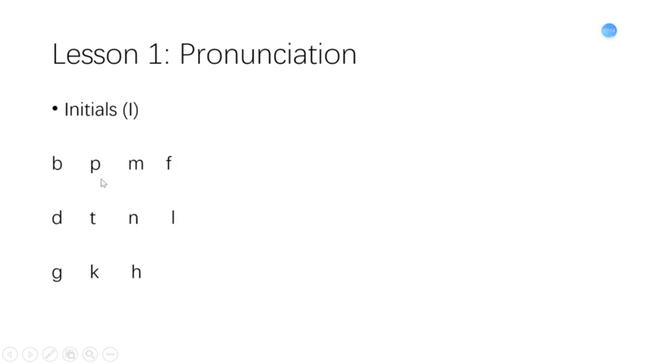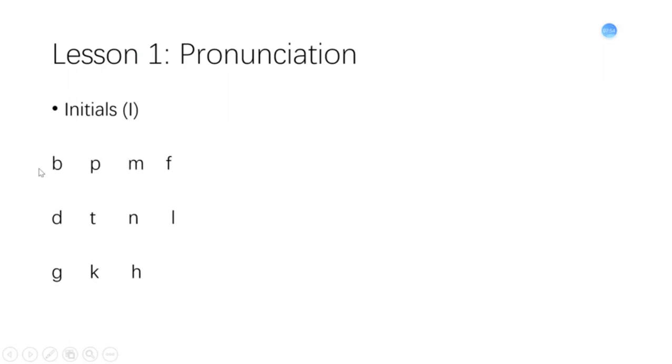Please try to read after me. Bo, po, mo, fo. Let's read again. Bo, po, mo, fo. Second line. De, te, ne, le. Again. De, te, ne, le. The last line. Ge, ke, he. Ge, ke, he.